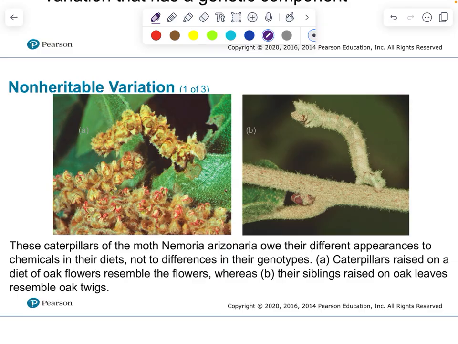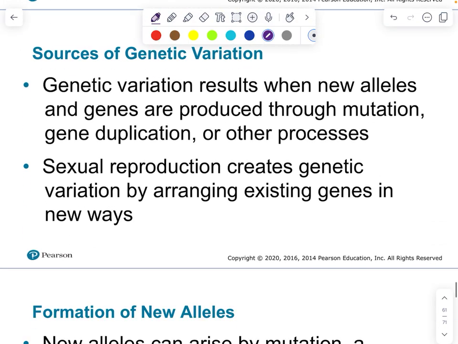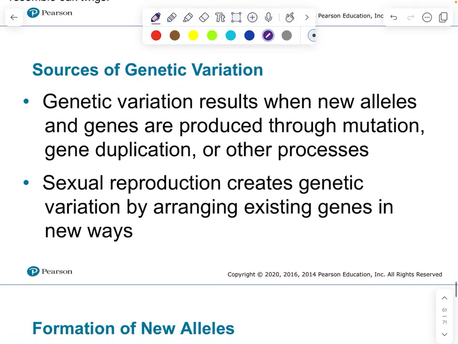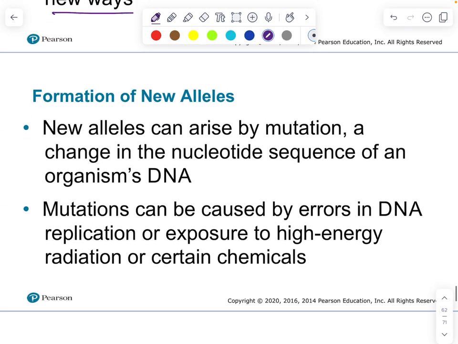Epigenetics, right? Caterpillars raised on a diet of oak flowers resemble the flowers, whereas their siblings raised on oak leaves resemble oak twigs. That is insane, okay? How certain genes can be turned on or off. Genetic variation results when new alleles and genes are produced through mutation, gene duplication, or other processes. Sexual reproduction creates genetic variation by arranging existing alleles in new ways.